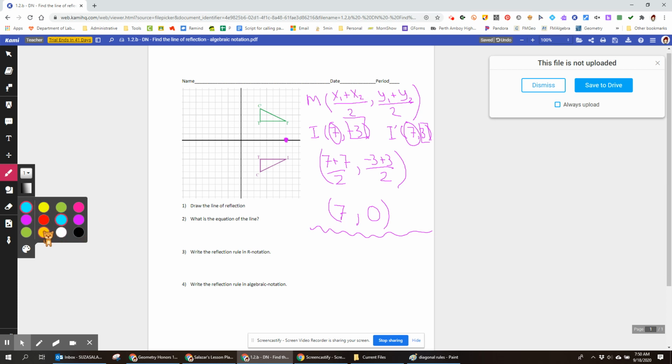For red this time. So point T is at 3, -3. T prime is at 3, 3. X coordinates, y coordinates.